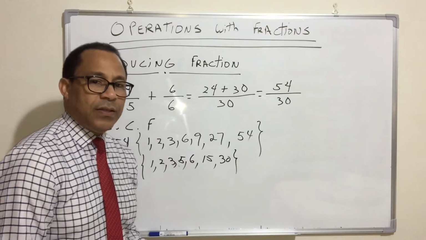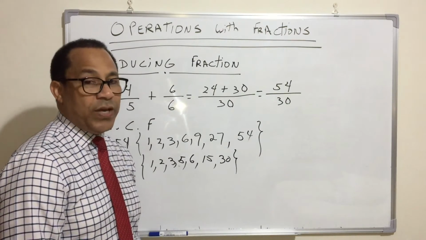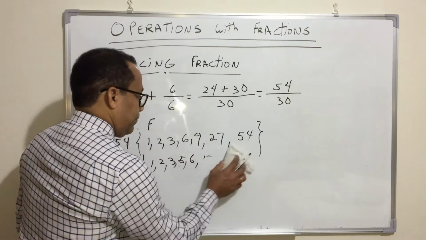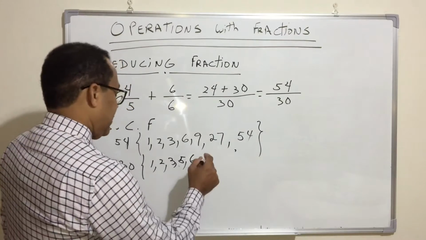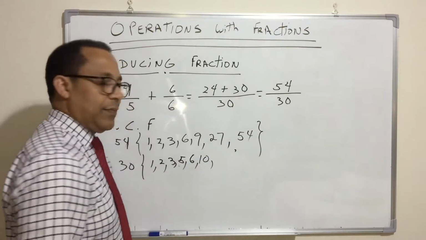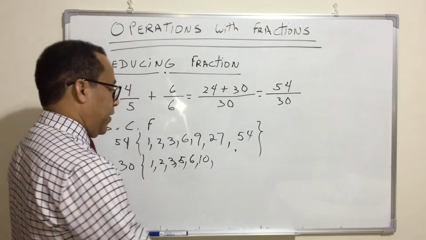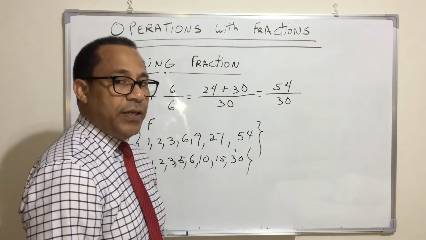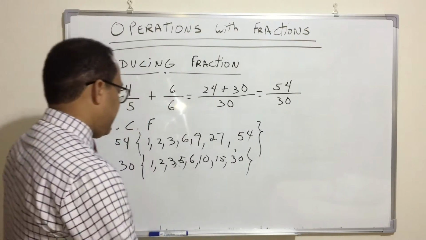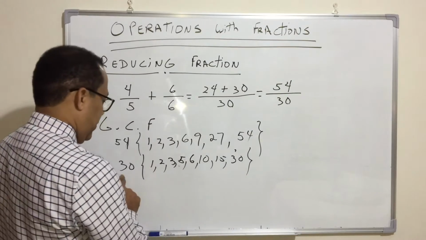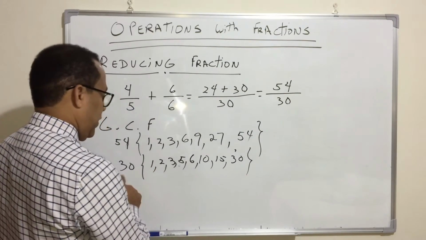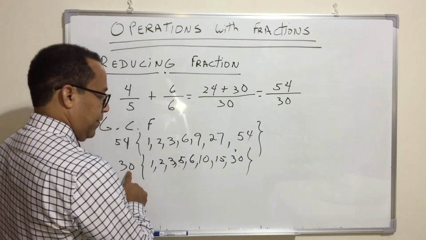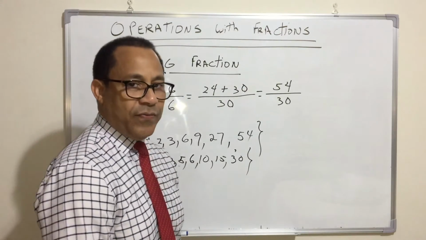Am I missing one? I think I am. Which one am I missing? You got it. 10, because 10 times 3 is 30. Then 15 and 30. By the way, it's wise to know something like this: 1 times 30, 30. 2 times 15, 30. 3 times 10, 30. 5 times 6, 30. We found all the factors.